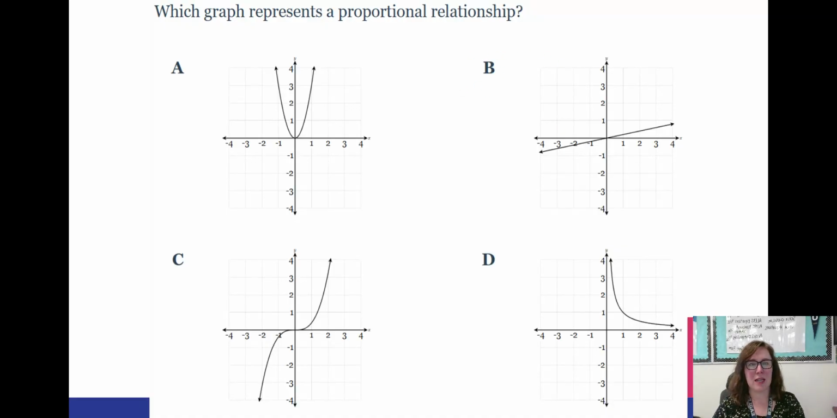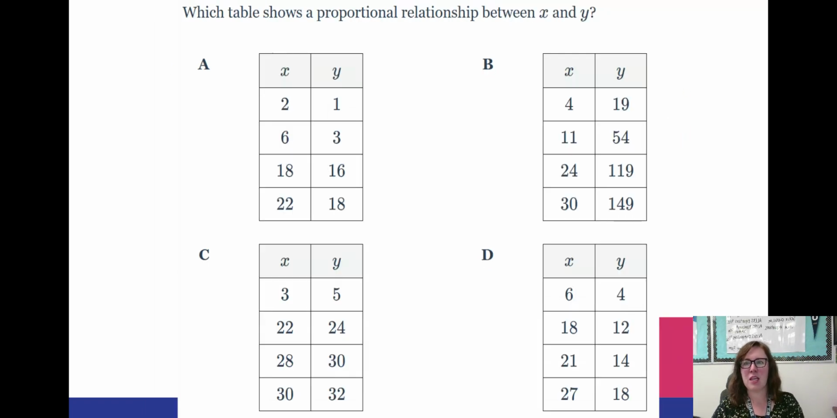And that's just looking at it, right? If this extended further, we could even find the constant of proportionality, which looks like it might be 1/5. So that's cool. Which table is proportional? Remember, it's y over x. 1/2 is 1/2. 3/6 is 1/2.